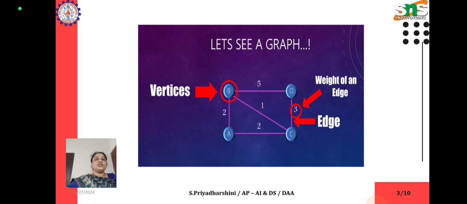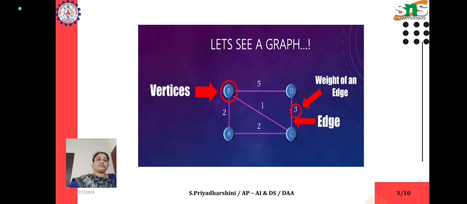So let's understand through an example. Consider the below graph. Now we have to calculate the minimum spanning tree of the below graph. To find the minimum cost spanning tree, the first step is to remove all the loops and the parallel edges from the graph. Here there is no parallel edge and there is no loop. Now we have to find the vertices and the weight of the edges.